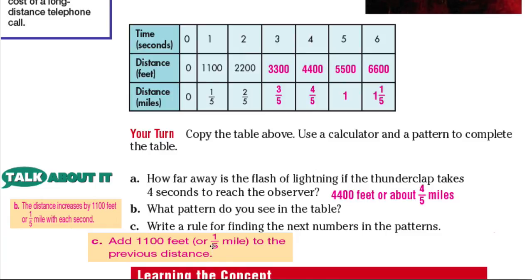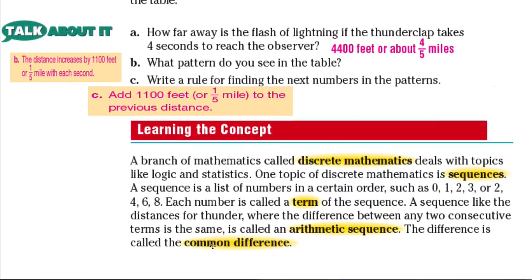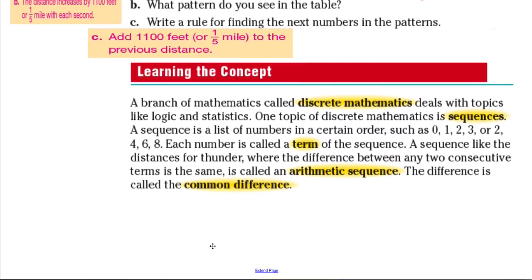So in this case, we take a look at our lesson. A branch in math called discrete mathematics deals with topics like logic and statistics, like the one in the last lesson too. One topic of discrete mathematics is sequences. A sequence is a list of numbers in a certain order, such as 0, 1, 2, 3, or 2, 4, 6, 8. Each number in the sequence is called a term. So 0 is a term, 1 is a term, 2 is a term, and so on and so forth.